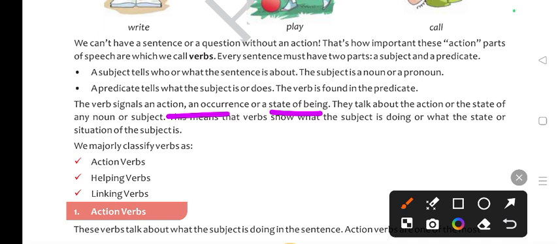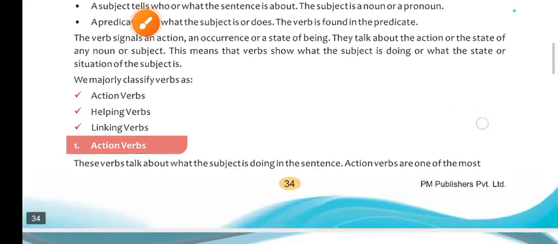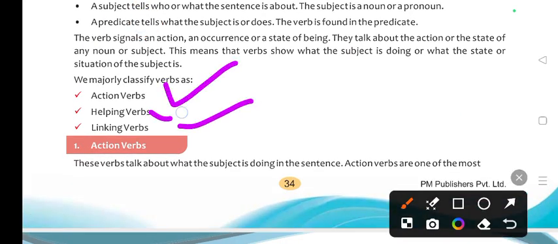They talk about the action or the state of any noun subject. This means that verbs show what the subject is doing, or what the state or situation of the subject is. We majorly classify verbs as action verbs, linking verbs, and helping verbs.